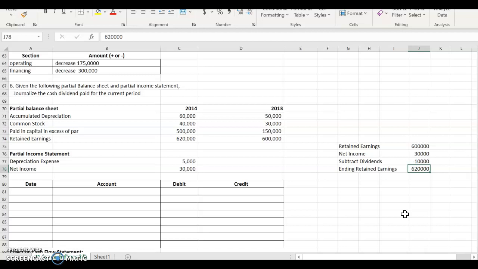So that helps us with our dividend payout, but let's look at what the journal entry would look like. You would debit cash dividends for $10,000. This is when you declare it. And then you would credit dividends payable for $10,000.